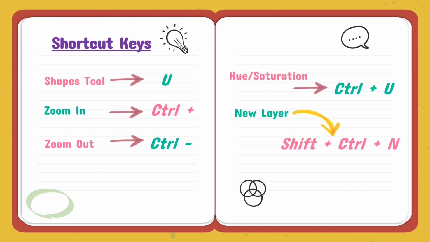New layer. If you want to insert a new layer, there are many methods. One of them is the shortcut key Shift plus Ctrl plus N. It will insert a new blank layer.